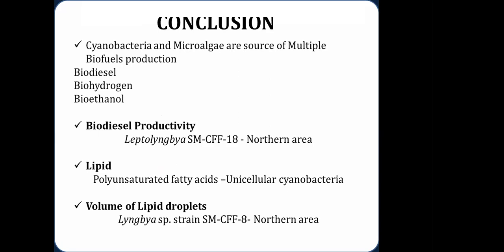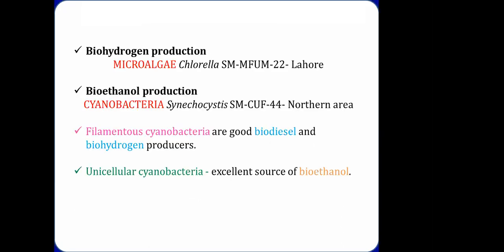However, for the detection of the lipids, polyunsaturated fatty acids were obtained from the unicellular cyanobacteria. And the highest volume of the lipid droplets was obtained from the Limbia, which was obtained from the northern area. Now come towards the second type of the biofuel.